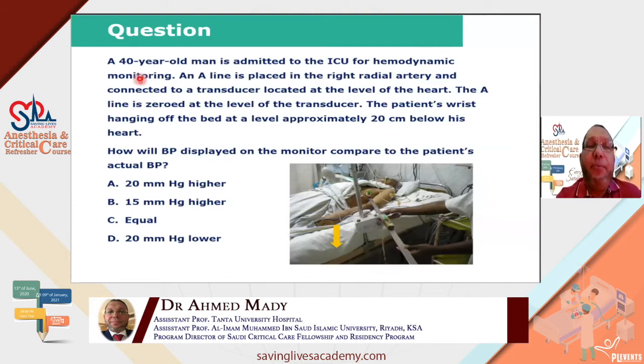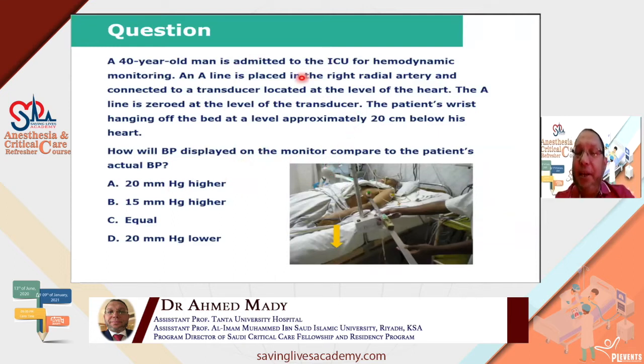This patient, for example, is 40 years old, and they connected him with an A line in the radial artery. They did good zeroing for this patient, and after that the blood pressure was okay. Then his wrist fell down, with the arterial catheter in the radial artery, 20 centimeters below the heart after zeroing and leveling. How will the blood pressure displayed on the monitor compare to the patient's actual blood pressure?